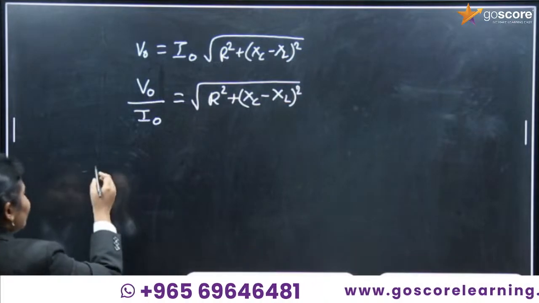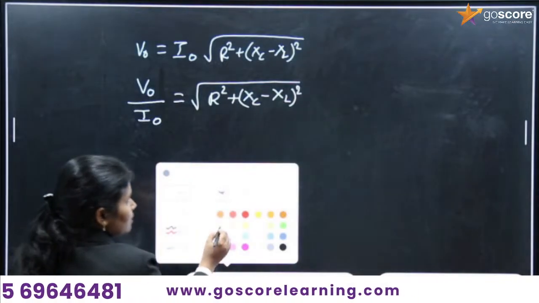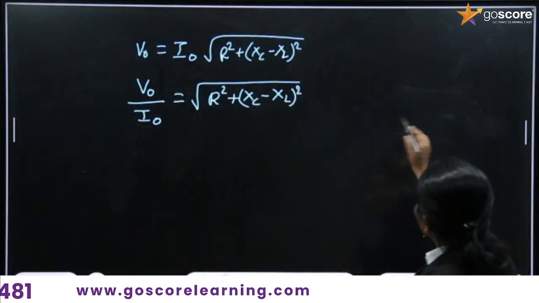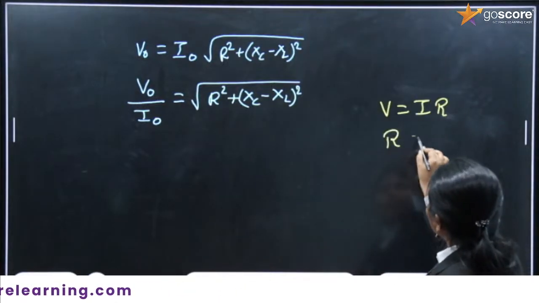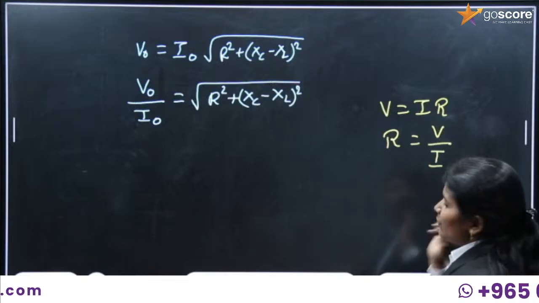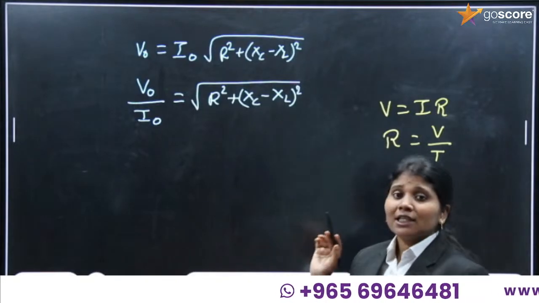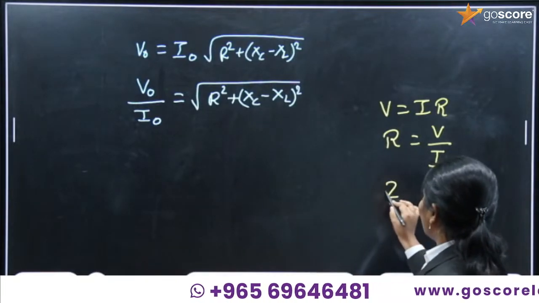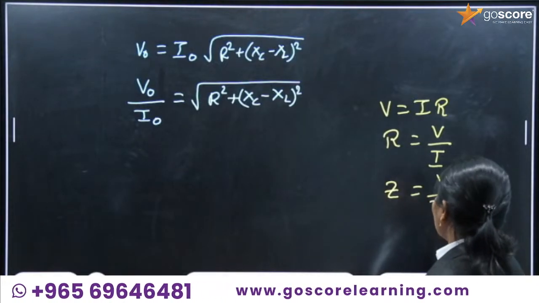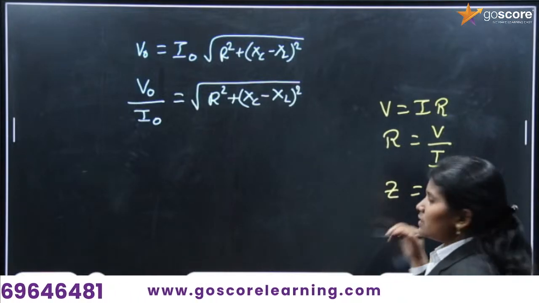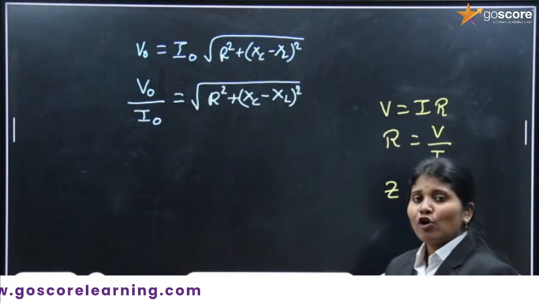We know that generally according to Ohm's law, V is equal to I R, or R is equal to V by I. Here it is not a resistor. It is a combination of resistor, inductor, and capacitor. Another name for it is impedance Z. Z is equal to V by I also. Here impedance also opposes the flow of current.